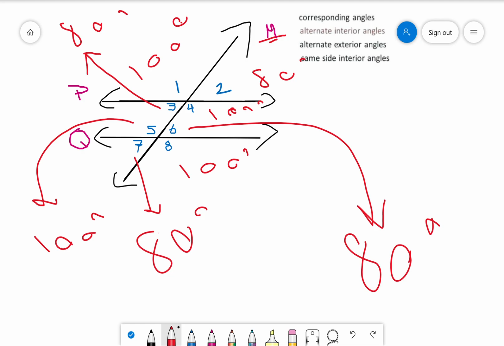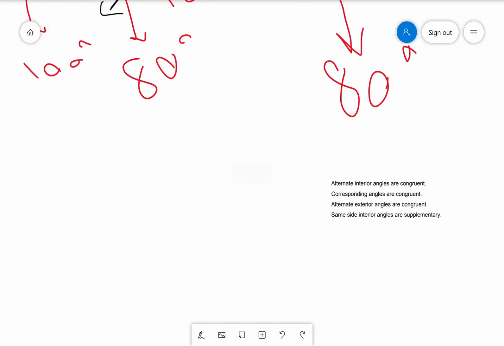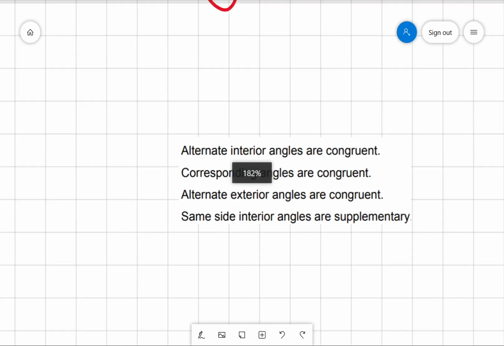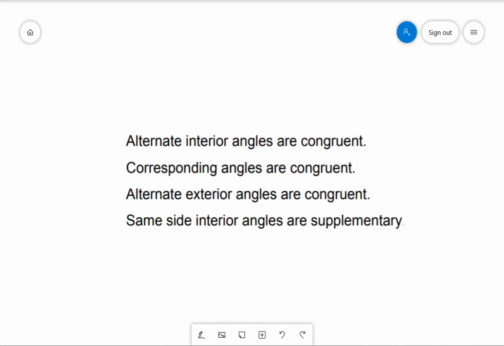So yeah, that's all. Let me just show you a table I have. Here, you can remember it like this. Alternate interior angles are congruent, corresponding angles are congruent, and alternate exterior angles are congruent, but same side interior angles are not congruent. They're supplementary, which means they add up to 180 degrees.